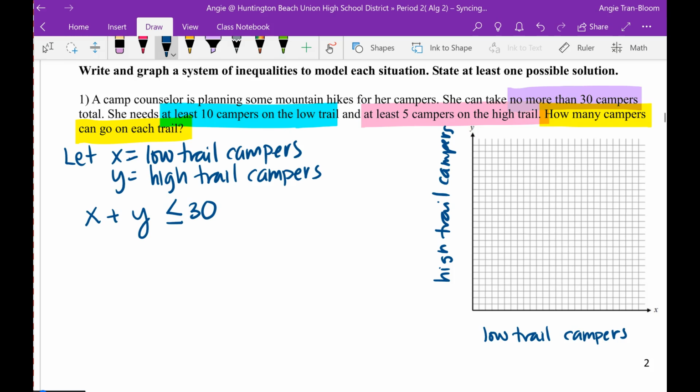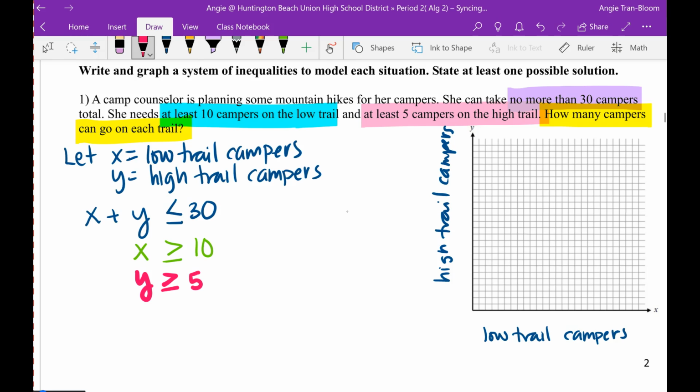Then we're going to focus on at least 10 campers on the low trail. At least means what? It could be more, could be equal to. So at least means greater than or equal to 10. But what was at least 10? And what variable did we use for the low trail camper? X, okay. So X has to be greater than or equal to 10. Then next. What else is next? Y has to be what? Greater than or equal to 5.